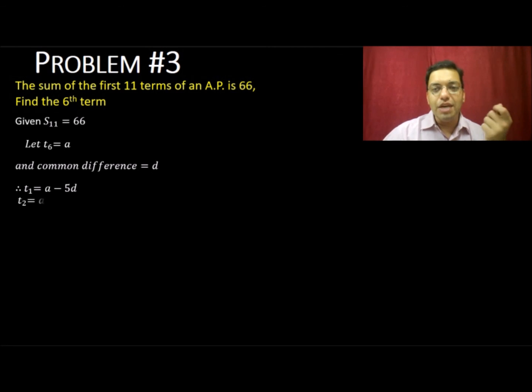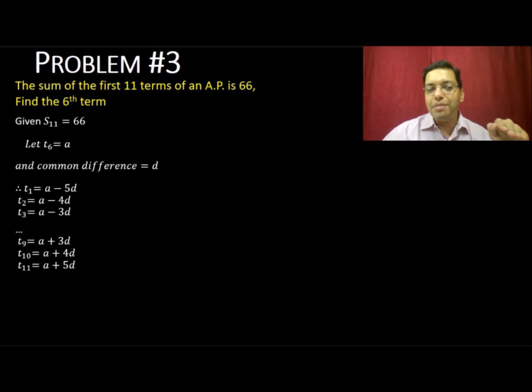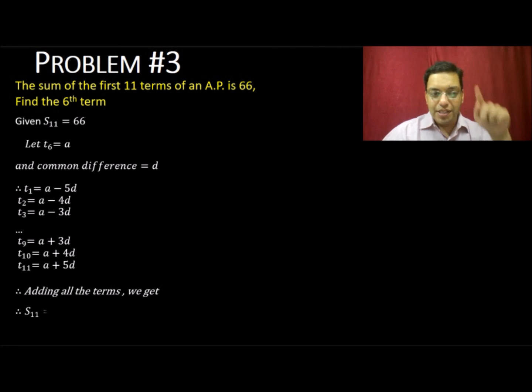Similarly, we can write T2 is equal to A minus 4D, T3 is equal to A minus 3D and so on. And the last 3 terms, they will be the mirror images of these 3 terms. Instead of minus D, you will put plus signs there. So T9 is equal to A plus 3D, T10 is equal to A plus 4D, and T11 is equal to A plus 5D. Now when you add up all these terms, do you remember what happens? All the D's get cancelled out. So when you add all the terms, we get S11, which is the sum of the 11 terms, will equal to 11A. Why 11A? Because there are 11 terms.